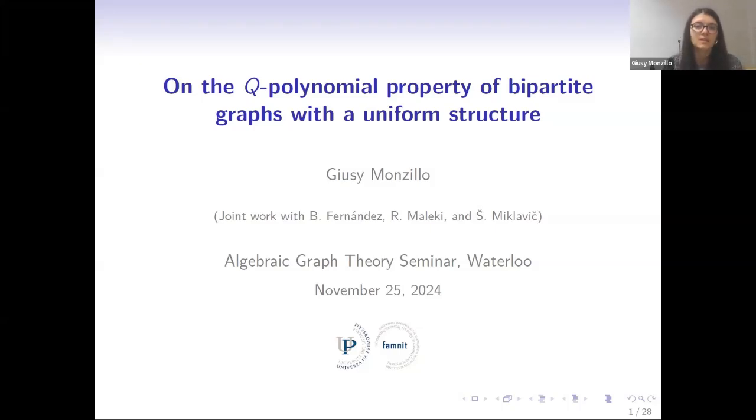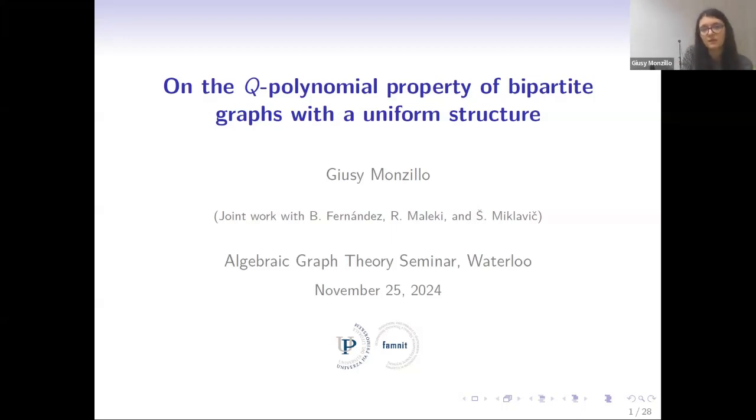So it is the Q-polynomial property, actually not the standard usual way that maybe some of you have in mind. It's an extended, generalized version for bipartite graphs that have a so-called uniform structure. So you see in this title we already have a lot of concepts involved, and of course they need to be explained and given in the next few slides.